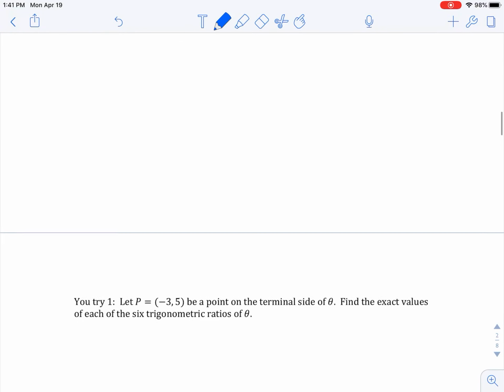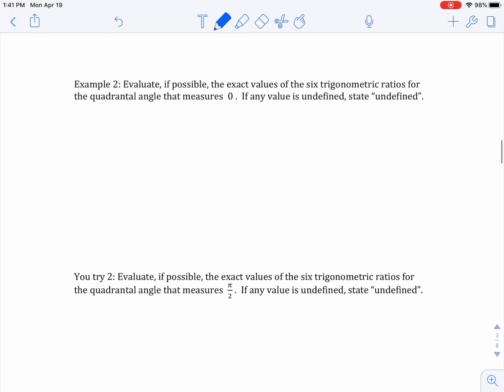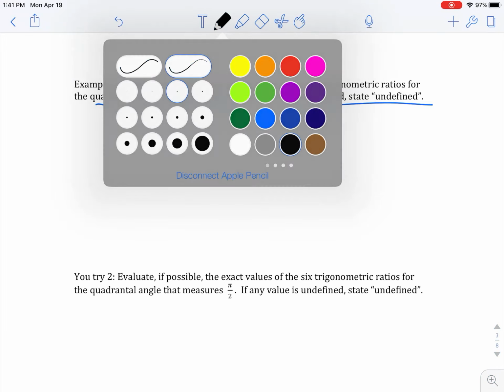So if we go down to example 2, example 2 says, evaluate if possible the exact values of the 6 trig ratios for the quadrantal angle that measures 0. So we mean 0 degrees or 0 radians. And if any value is undefined, state undefined. So let's first of all just draw a picture of what that would look like.